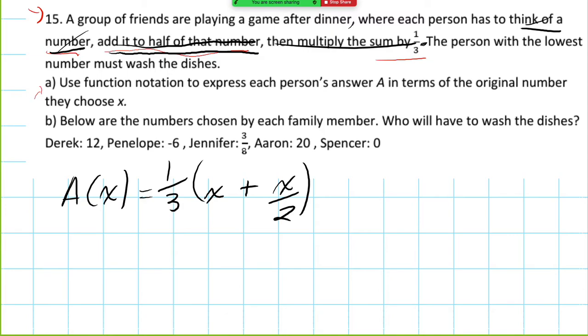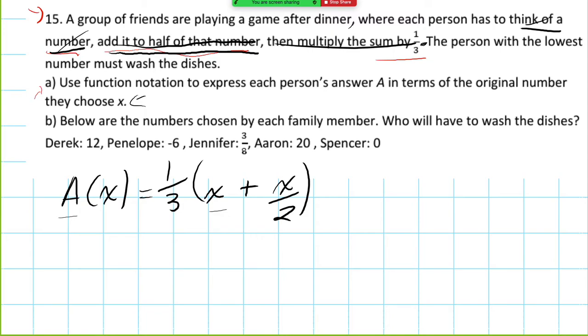So we have: use function notation to express each person's answer A in terms of the original number they chose, X. So there we go. Whatever the original X number is they chose, we put it through this expression, this function, and it'll pump out an answer A.